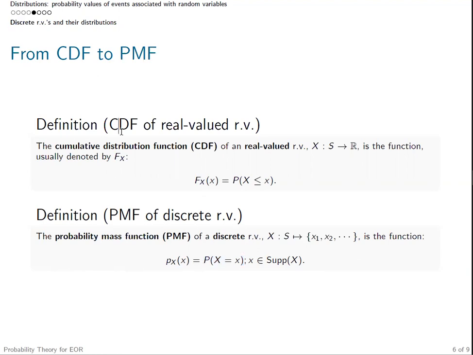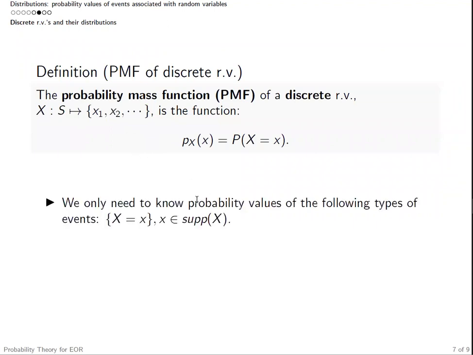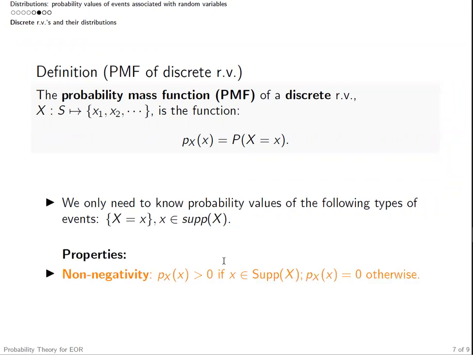So it basically says, if we have a discrete random variable, we only need to know the probability values of the following types of events: X equal to small x, with small x from the support of X, in order to know the distribution of this discrete random variable. And again, the PMF also has some special properties. Non-negativity. So it always takes non-negative values, actually positive values if x is from the support of random variable X, and 0 otherwise.